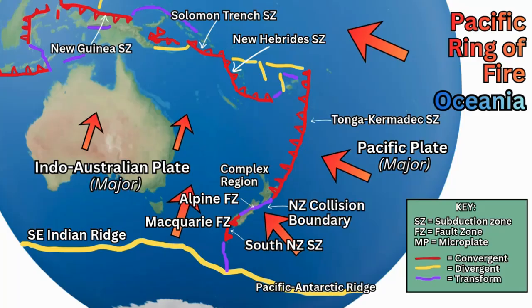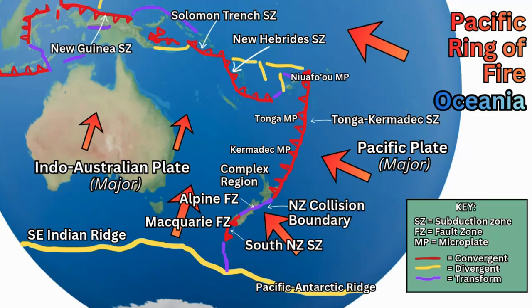So in this part of the Pacific Ring of Fire, you have two major plates, the Pacific Oceanic Plate and the Indo-Australian Plate. And nestled in between these two major plates, you have multiple minor and micro plates on the edge of the Pacific plate, including the Kermadec microplate, the Tonga microplate, and the Niuafo'ou microplate.